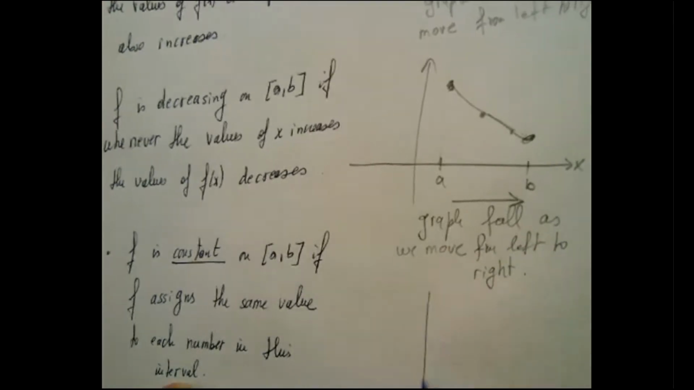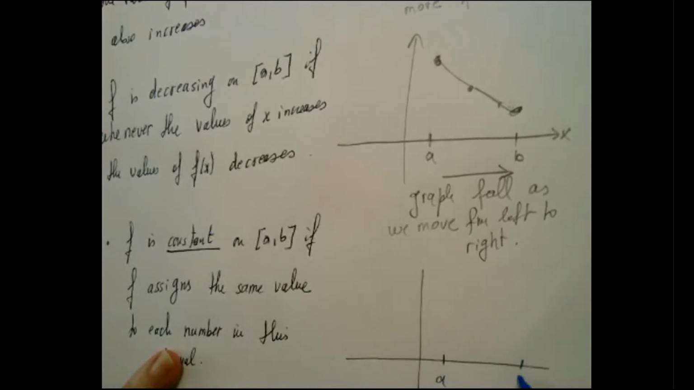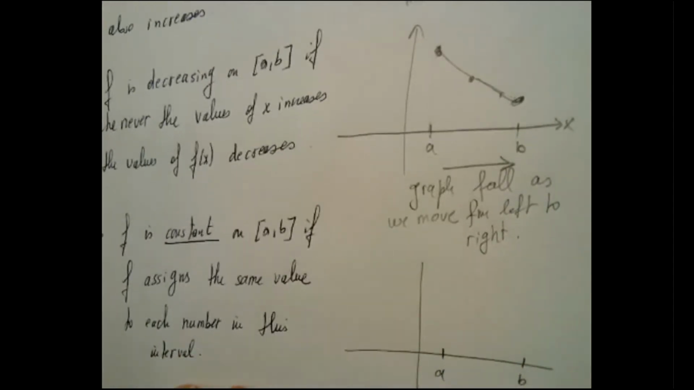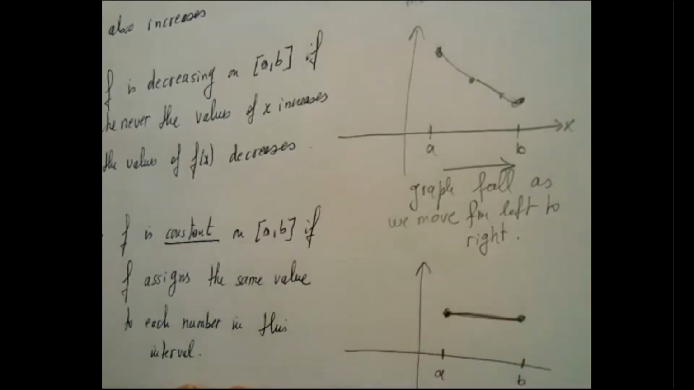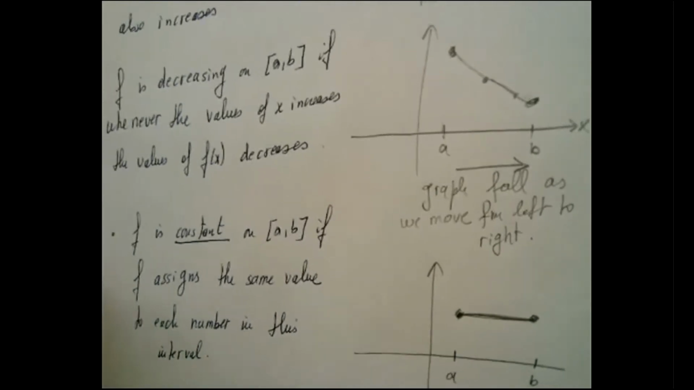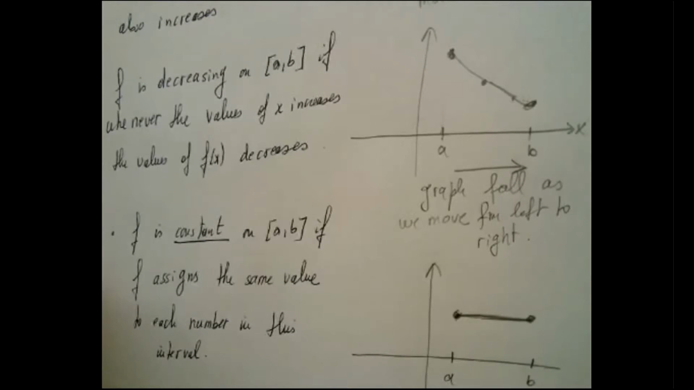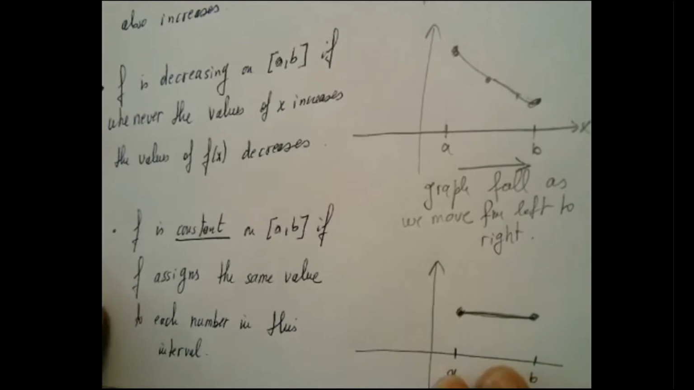So f is constant, and we have an interval here. This is A, and this is B. If I tell you f is constant, it means whatever it assigns at A, it assigns everywhere up to B. It means the graph is nothing more than a horizontal line on this interval. Every function is sometimes increasing, sometimes decreasing, and sometimes constant. Every function will have this kind of behavior. Any questions before we move on?